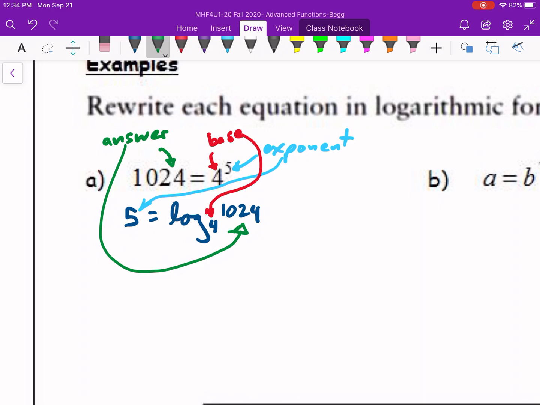Another way of thinking about this relationship is saying, what exponent do I have to put on 4 so that it equals 1024? When you look at it that way, you can think of logarithmic equations as being ones that isolate the exponent. All the parts are still there, but now we're isolating the exponent.